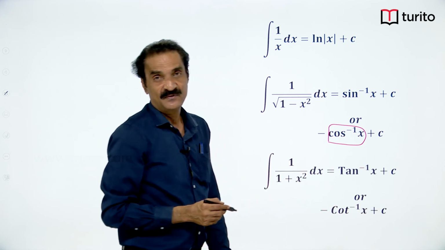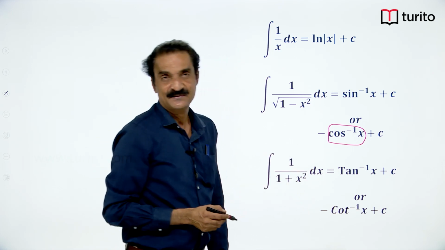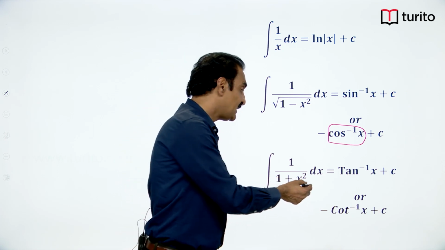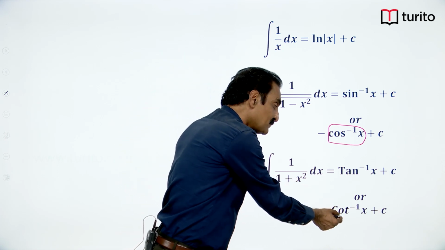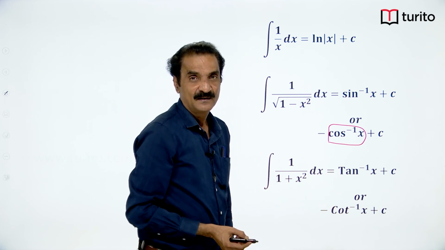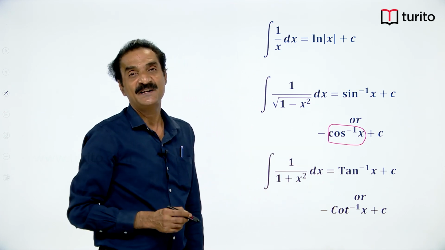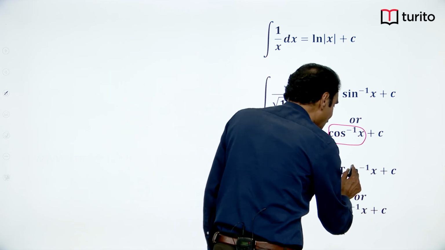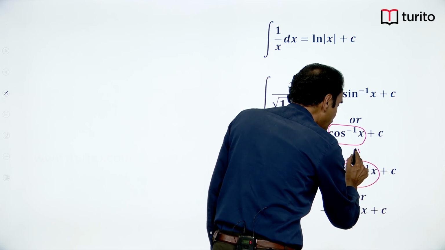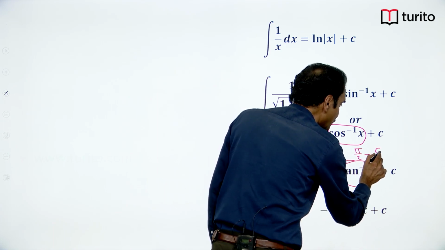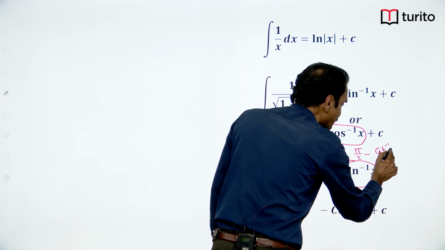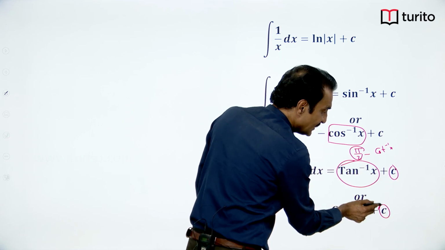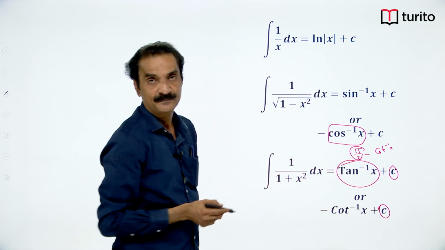The integral of 1 by 1 plus x square is tan inverse x, because the derivative of tan inverse x is 1 by 1 plus x square. And we can also write the integral as minus cot inverse x plus c, because the derivative of cot inverse x is minus 1 by 1 plus x square. If you write tan inverse x as pi by 2 minus cot inverse x, then this pi by 2 plus c becomes this constant. So, this c is different, this c is different. Okay.